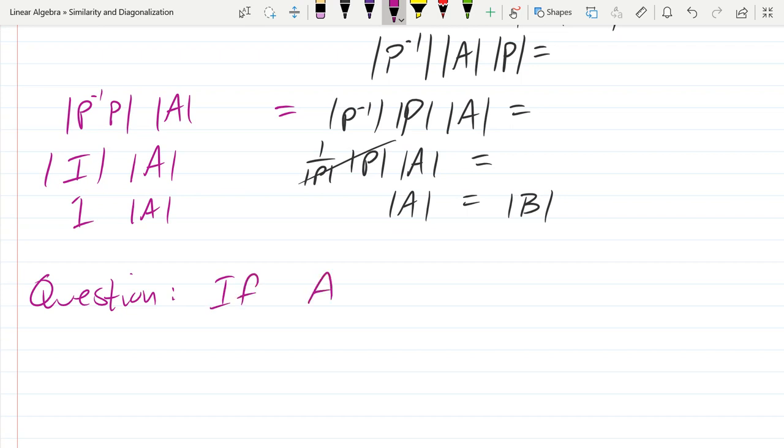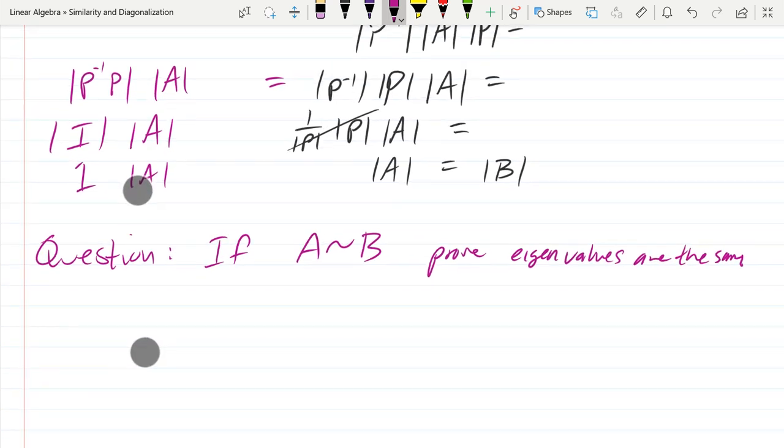So if A is similar to B, and clearly, let's go ahead and prove the eigenvalues have to match, and then we'll worry about eigenvectors. So we're going to prove the eigenvalues are the same.